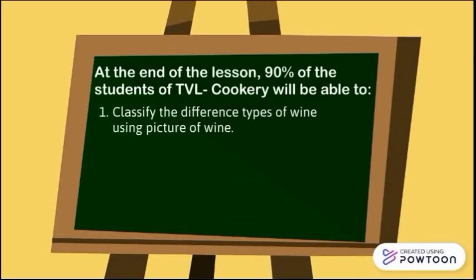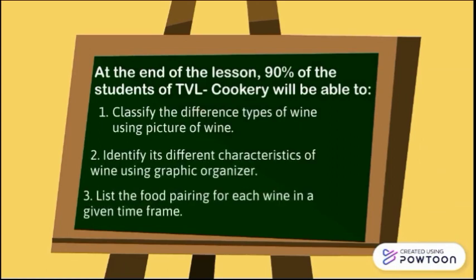At the end of the lesson, 90% of students of BTVTED will be able to: 1. Classify the different types of wine using pictures of wine. 2. Identify the different characteristics of wine using a graphic organizer. 3. List the food pairing for each wine in a given time frame.